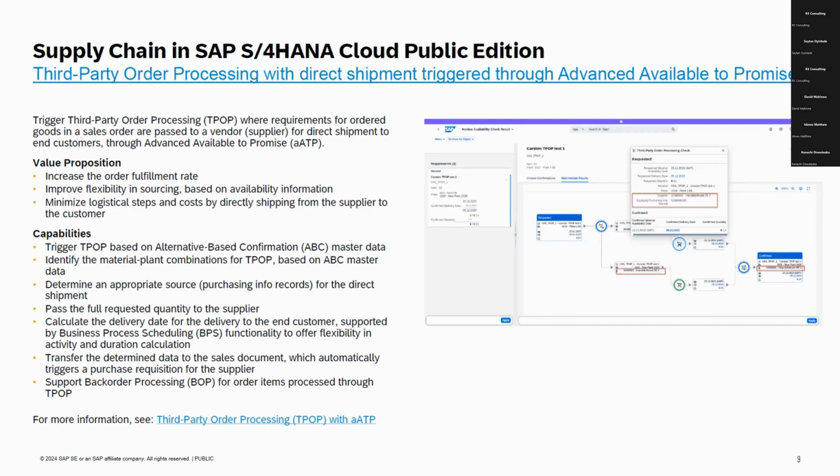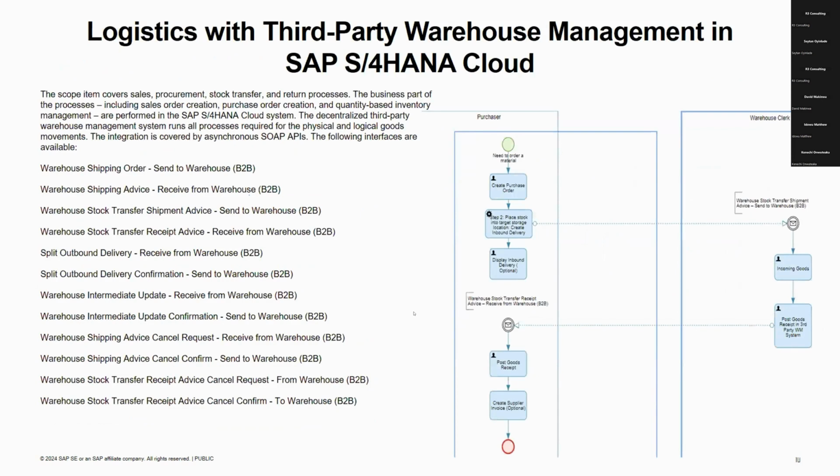All right, so this is the logistics overview for third-party business operations, where the scope covers sales. Our scope also covers procurement, stock transfer, and return processes. The business part of the processes includes sales order creation, purchase order creation, and quantity-based processing. So these are other scenarios like shipping order, sent to warehouse, B2B, shipping advice, received from stock, and so on.